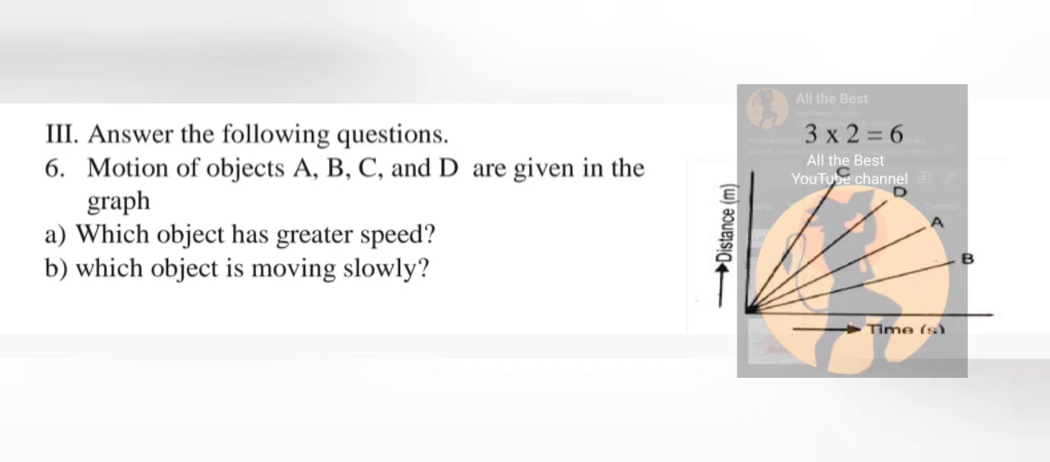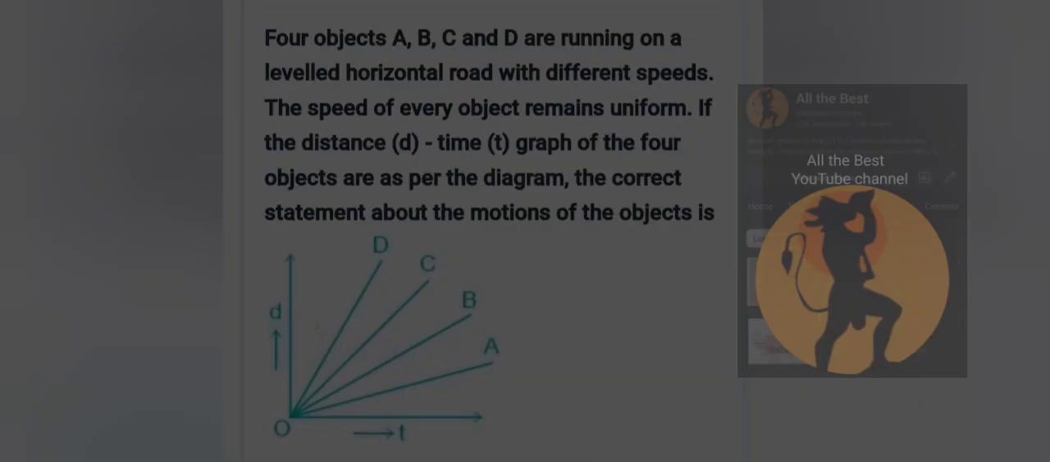The motion of objects A, B, C, D is given in the graph. Which object has greater speed and which object is moving slowly? This is our question. It is related to this, but A, B, C, D have been placed a bit differently, so I have one more question. I'll show you that and explain. Four objects A, B, C, D are running on a level horizontal road with different speeds, and every object remains uniform. The distance D and the time T are given. You can see D, C, B, A have been taken in this question.